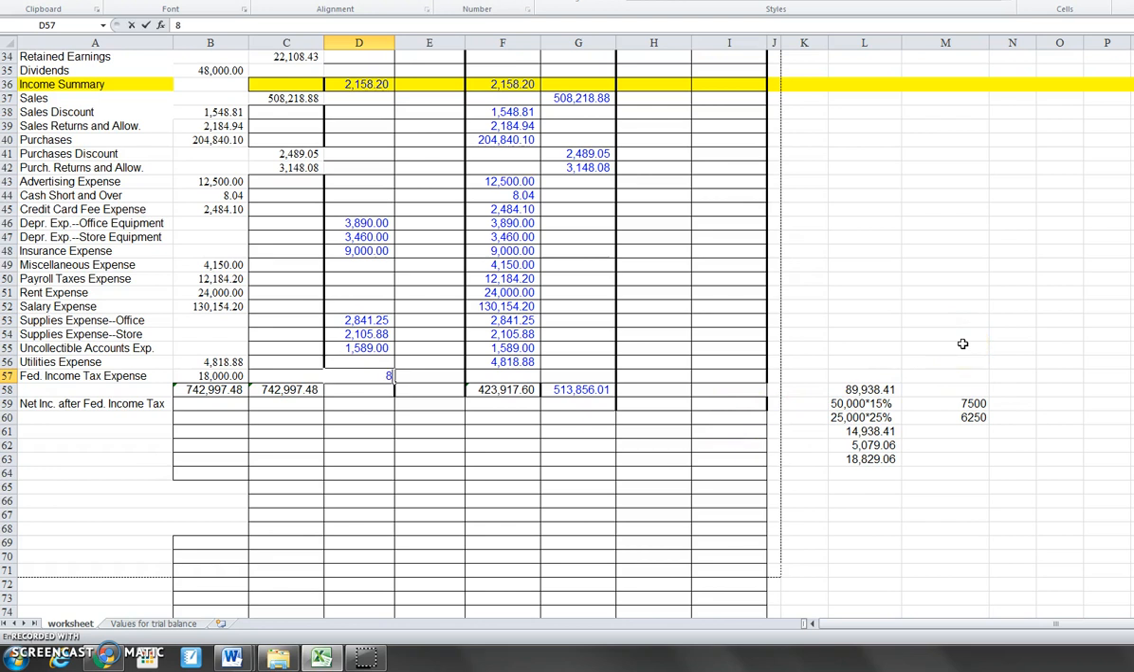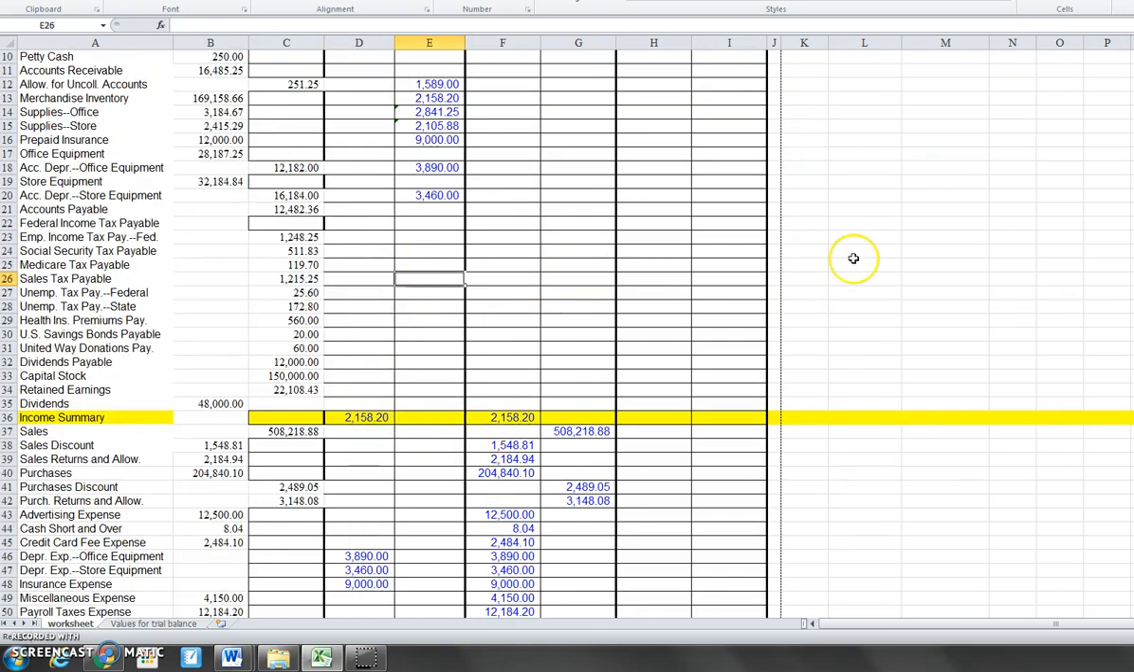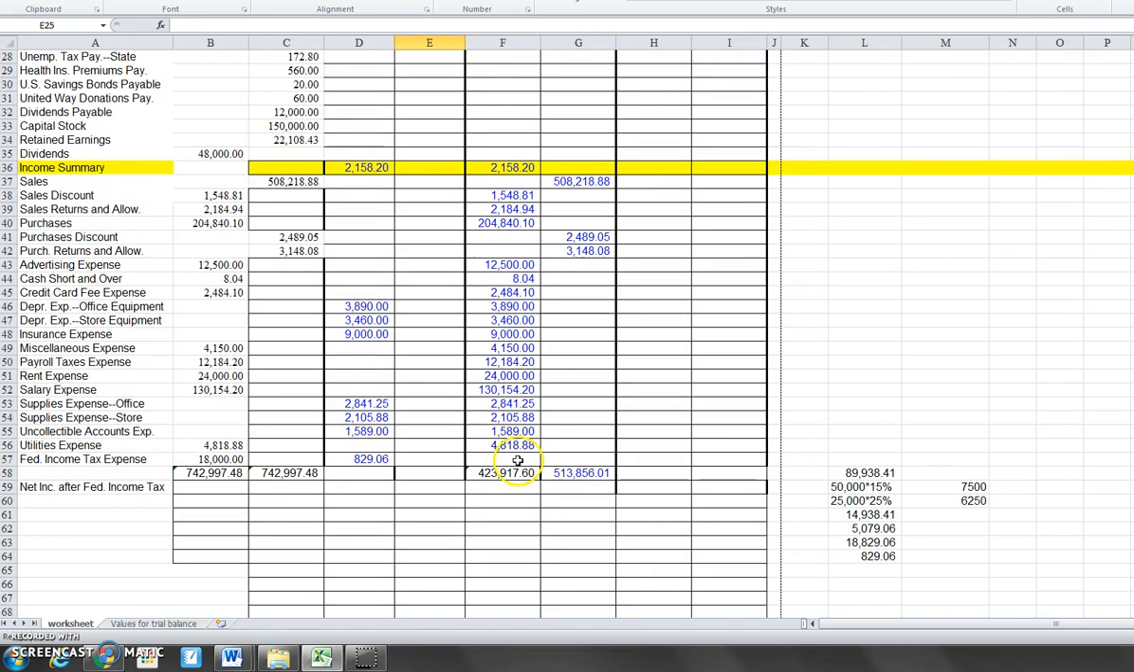And again, it's $829.06, the difference, because again, this number minus what we already paid is the difference. That's what we still owe. We estimated $18,000. We still owe $829.06, and go back up to the credit column under federal income tax payable and put the same amount in, $829.06. And now you can go ahead and finish your income statement.